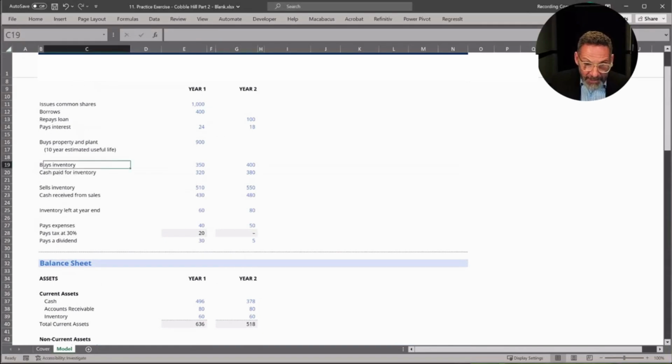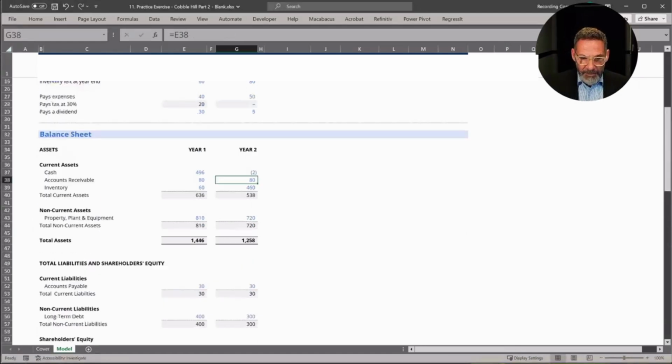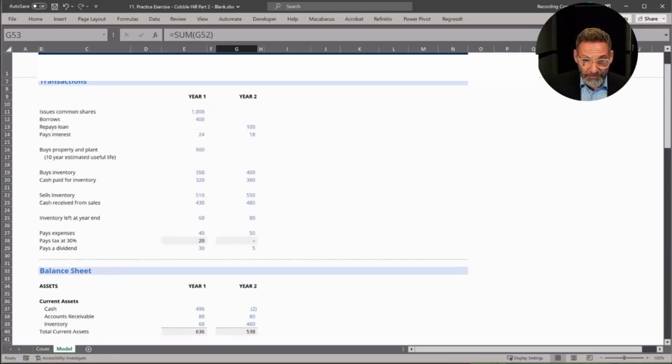Let's talk about buying inventory. We buy inventory for 400, and we pay 380, which means that we owe 20 to our suppliers or accounts payable. So let's increase the inventory by 400, reduce our cash by 380, and increase our accounts payable by 20. Good. Nothing hit the income statement here. Not yet anyway, maybe later on, but our balance sheet still balances.